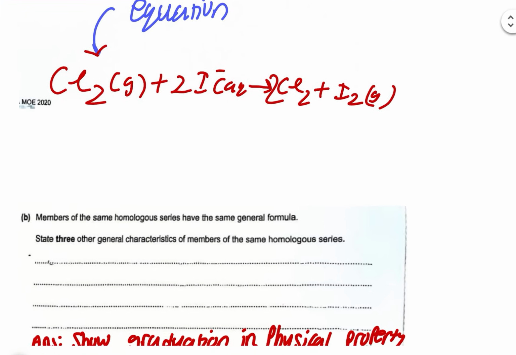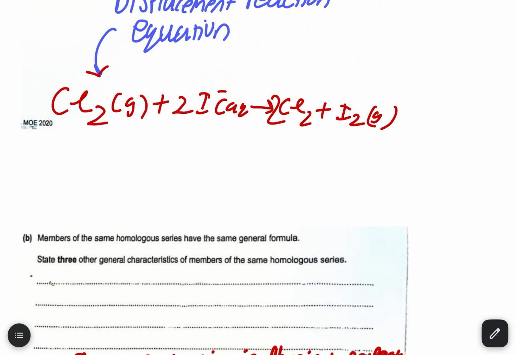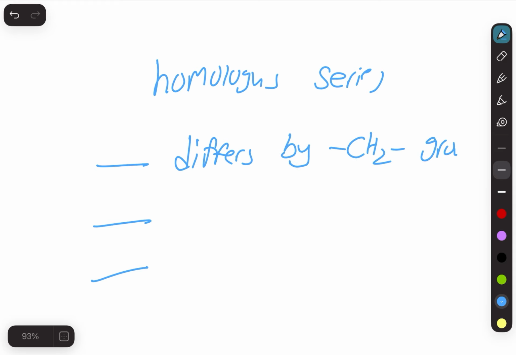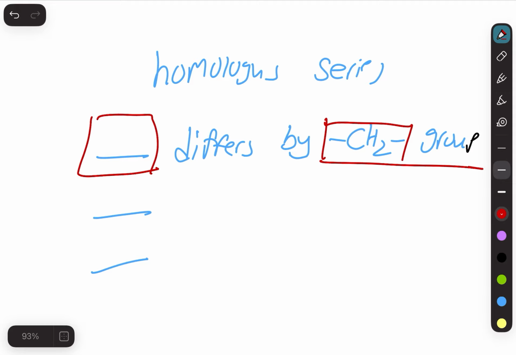Okay, next. Members of the same homologous series have the same general formula. State 3 other general characteristics of members of the same homologous series. Okay, so for this kind of question on homologous series, I have 3 answers for you. It differs by a CH2 group. This is very, very important, okay? Guys, take note. This point is very important because it's as simple as just writing this, you get 1 mark.